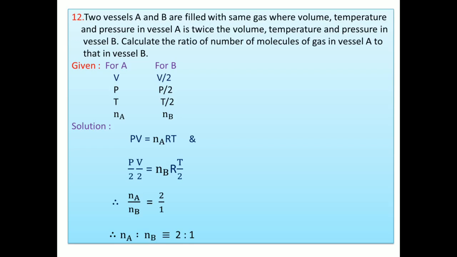Then you know that number of moles means N upon N A, where N A is constant in both cases. Number of molecules are not mentioned here, so you can take the number of molecules in vessel A and in vessel B also in the same ratio, because you know that number of moles is N upon N A. And that's all about it.